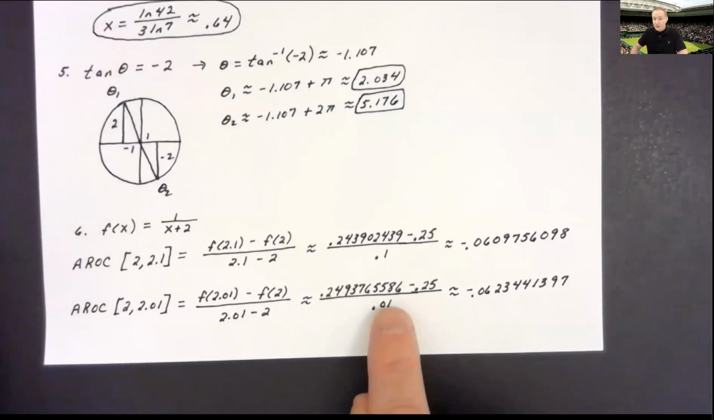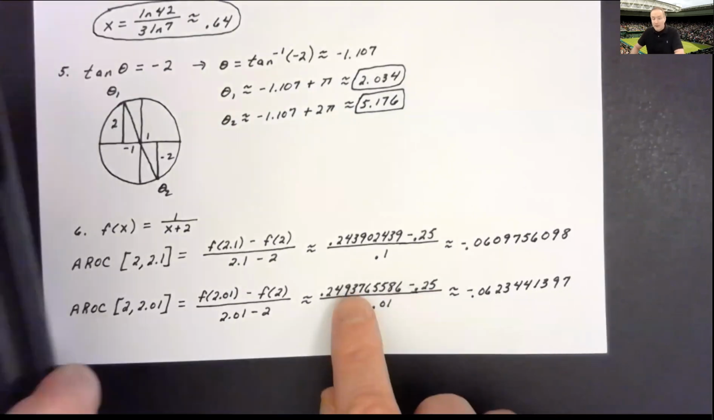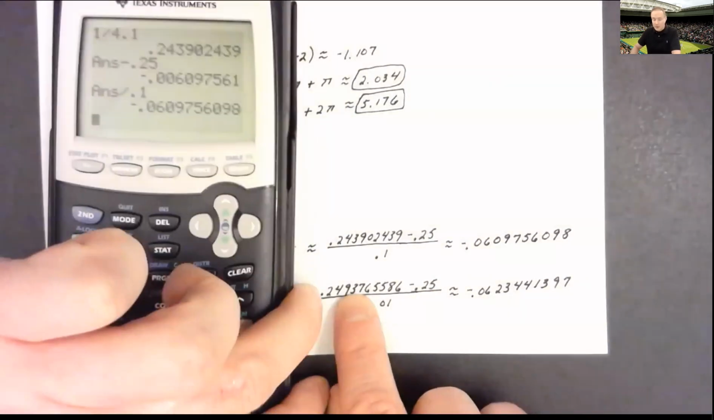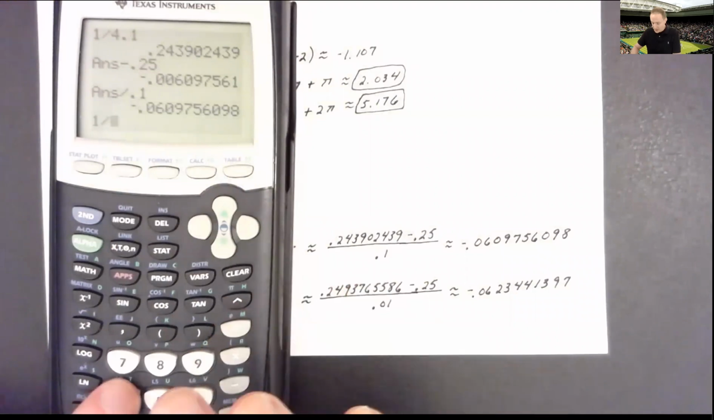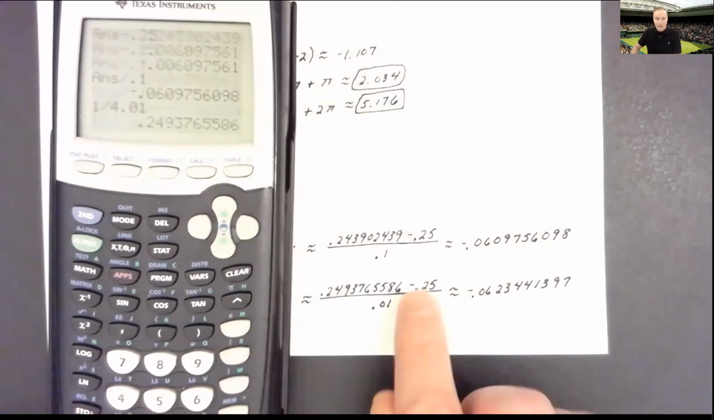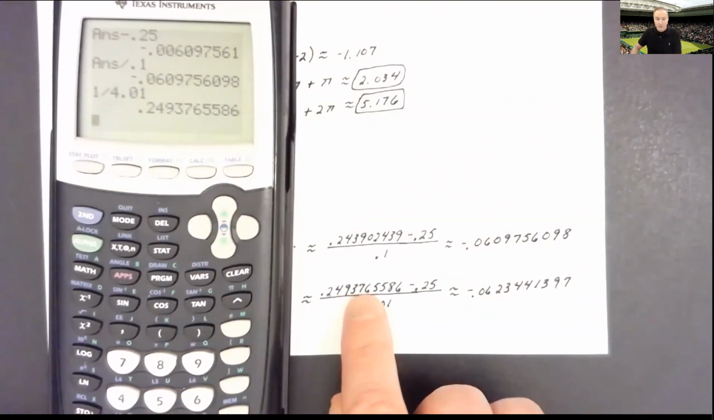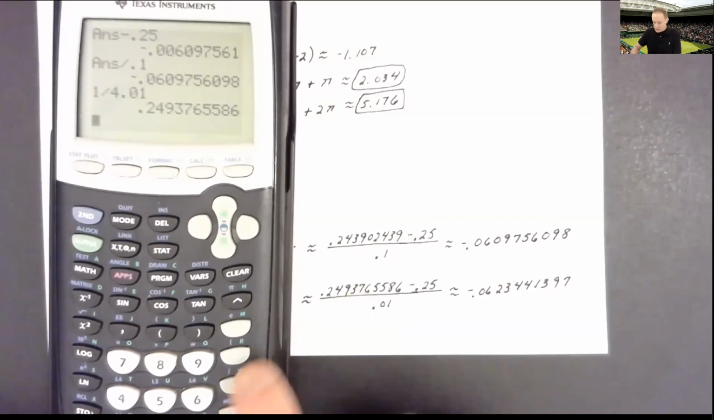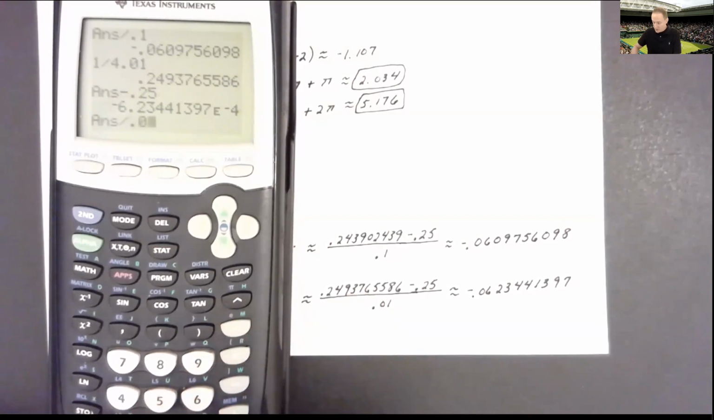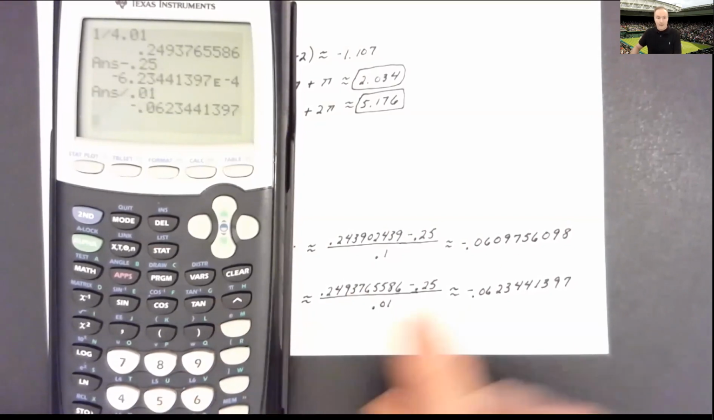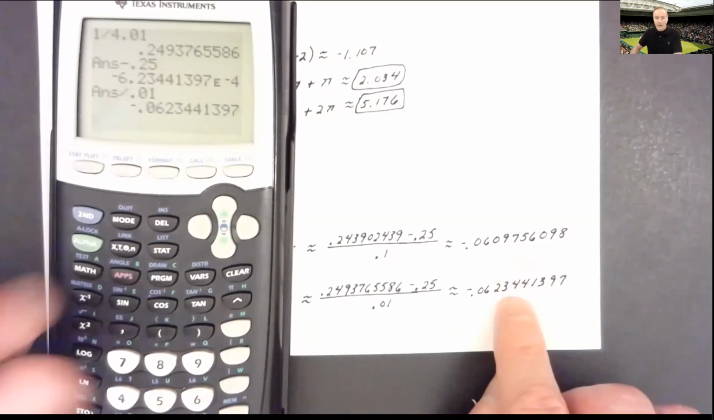Now for the second one here, the only thing that changed was my denominator. It's only going an increment of 1/100th of a unit. My numerator, f of 2.01, that's just going to be 1 divided by 4.01. That leading y value right here, I would subtract 0.25 from it, divide that by 0.01, and I'm getting this number.